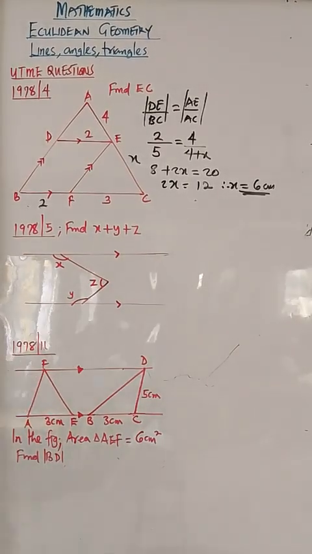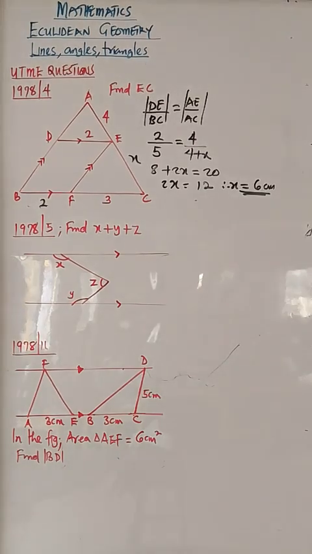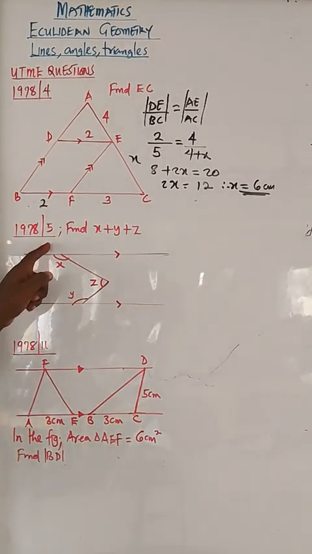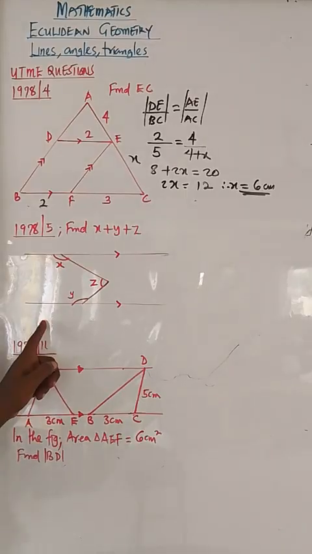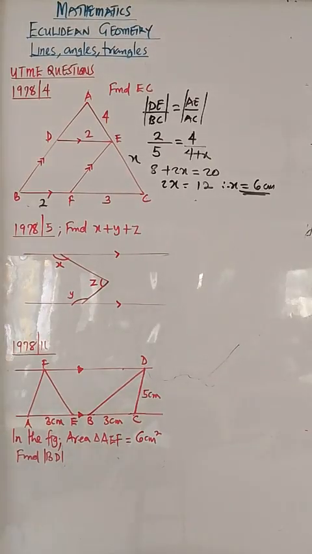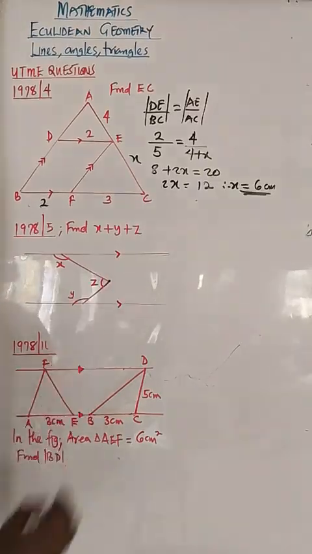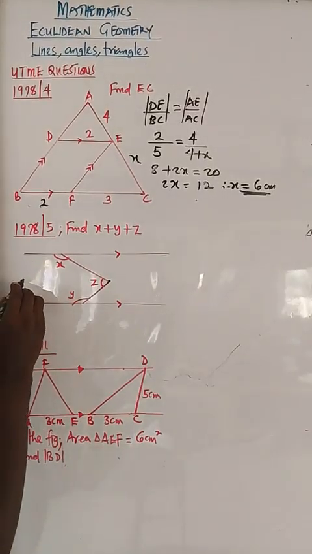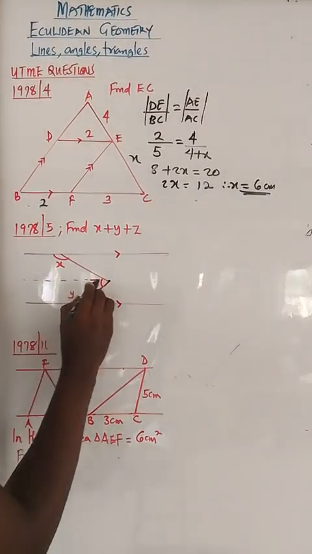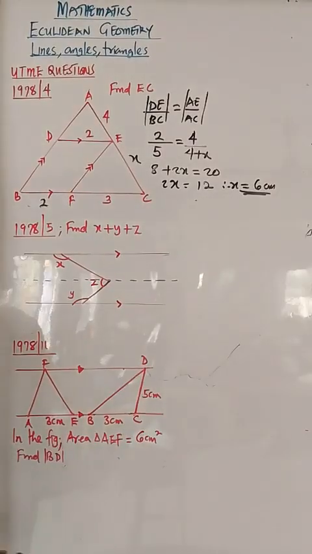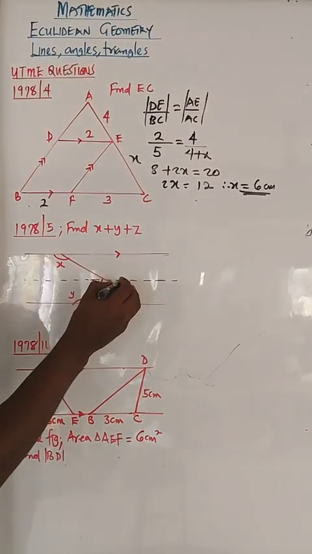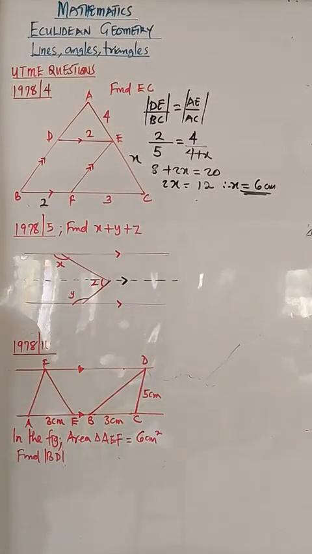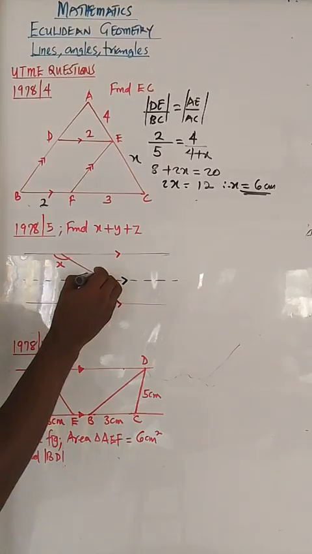For the next question, find X plus Y plus Z. These lines are parallel. Now, if you have a question like this, you have to do an extra construction. This X is attached to a parallel line. This Y is attached to a second parallel line. But this Z is not attached to any line. If you have a question like this, for that particular angle that is not attached to any line, you construct a line that will pass through that point and is also parallel to the other previous lines.